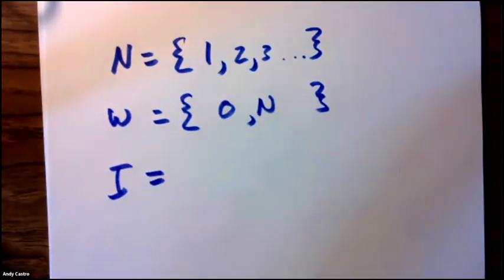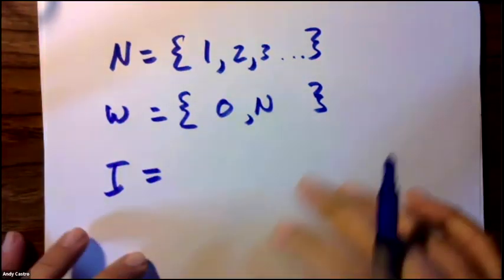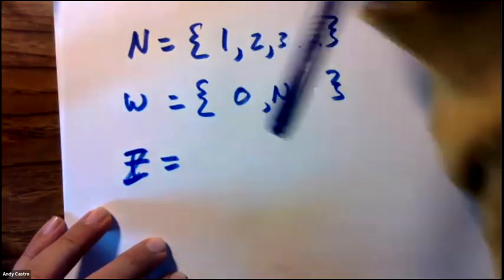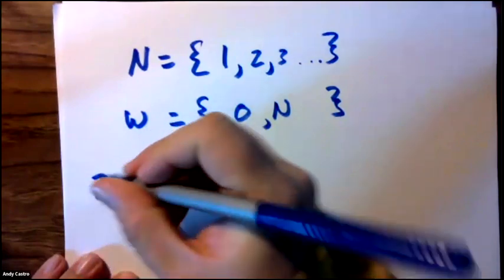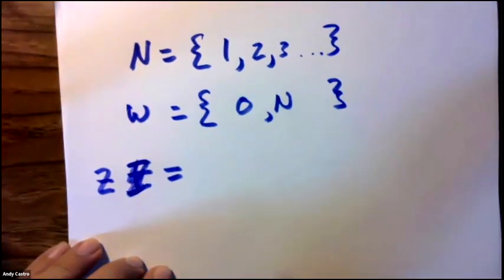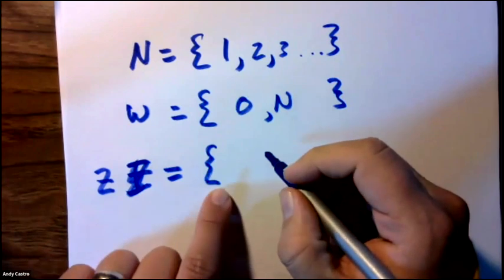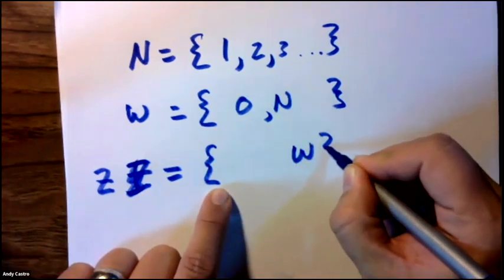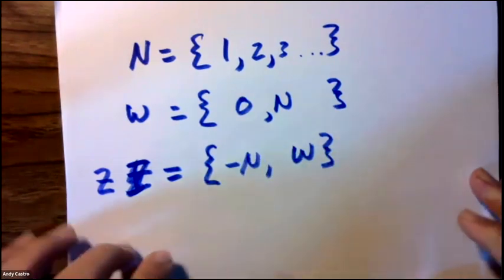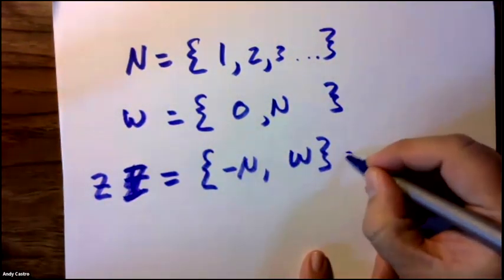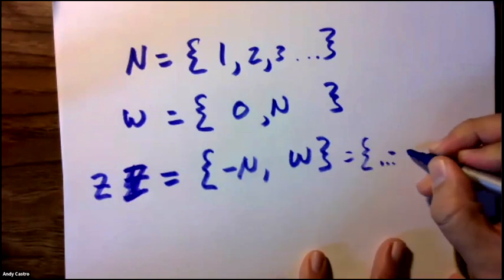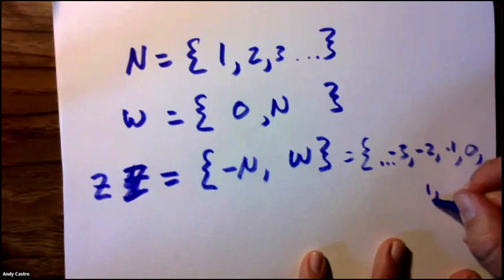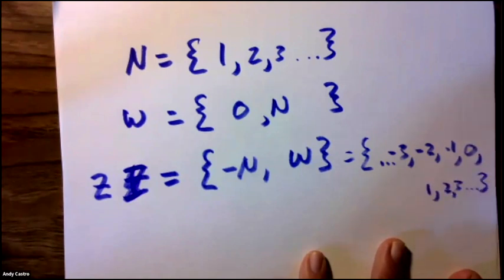Integers, sorry, integers are Z. So integers we're going to denote with the letter Z. Integers include all of the whole numbers, and then the opposite of all of the natural numbers. So this would be like -3, -2, -1, comma, 0, and then 1, 2, 3, so on and so forth.